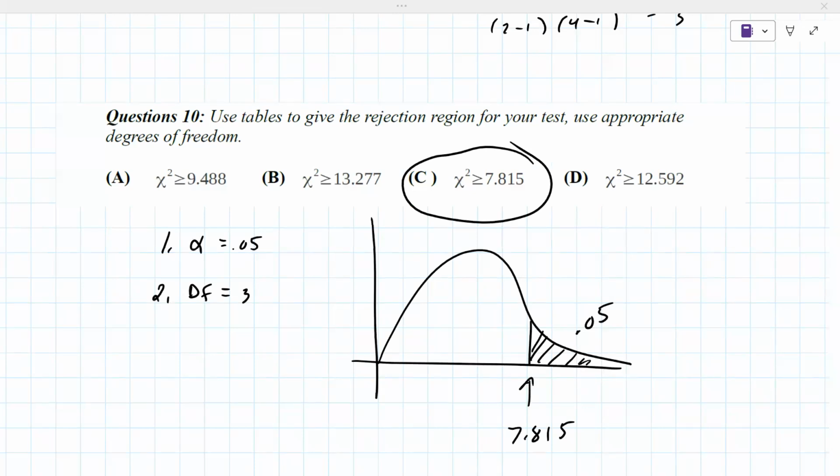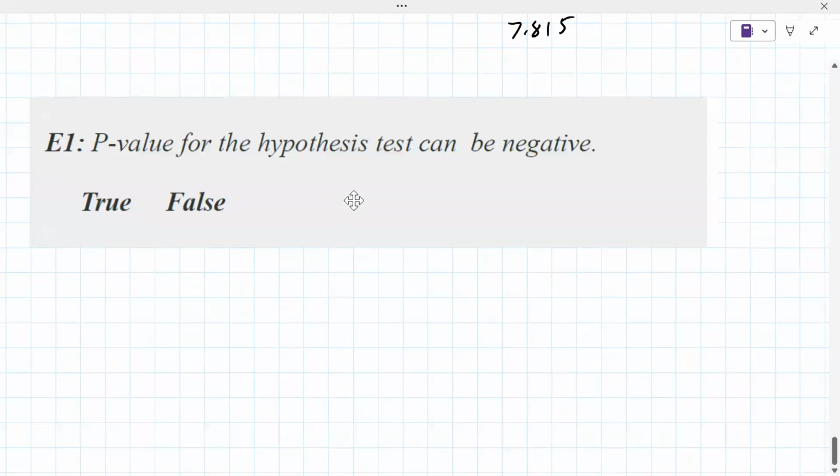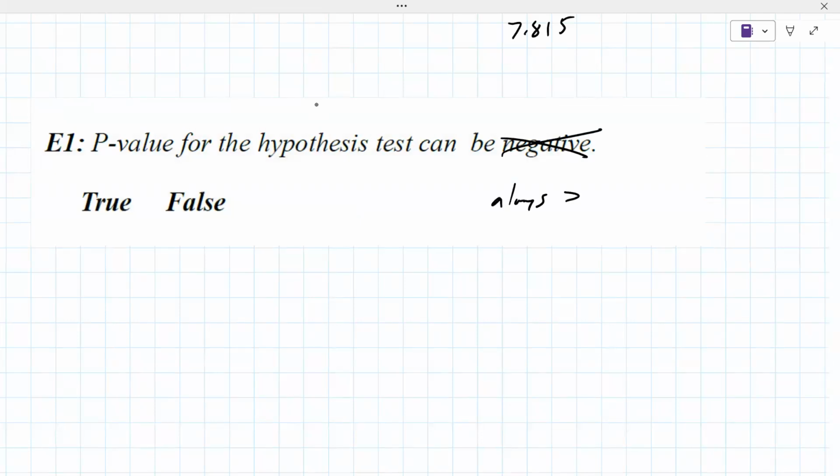All right. Do you typically get extra credit questions? Yeah. Okay. All right. The p-value for the hypothesis test can be negative. No, it's always greater than or equal to 0, but really it's between 0 and 1. So this is false, but that's maybe something to put on your note card, that the p-value is between 0 and 1. Okay, we'll just leave it at that.